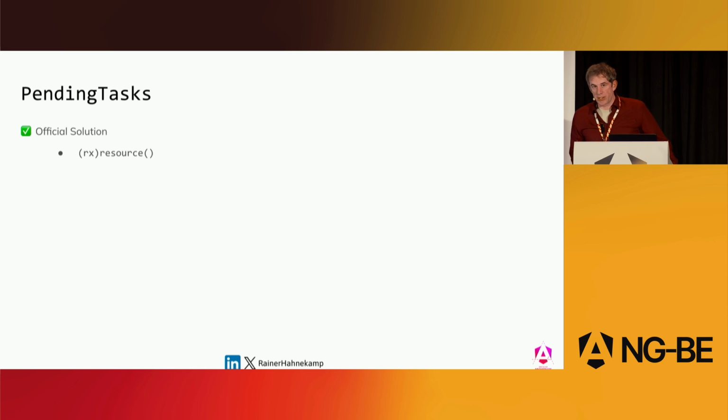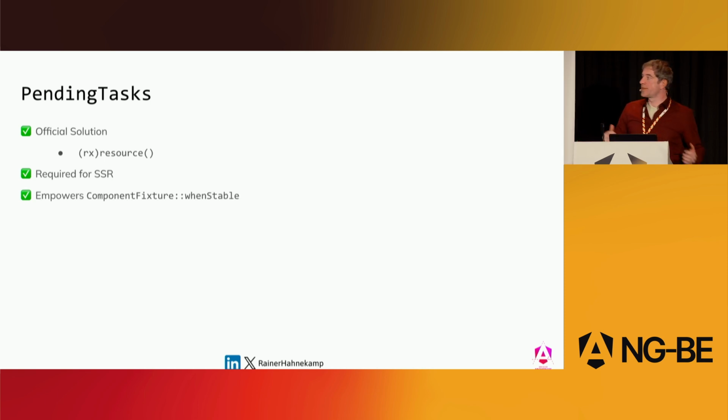Also, Rx Resource is using it under the hood. It's actually also required for server-side rendering. There's the same problem: the server also needs to know when the asynchronous task has actually ended, so that it knows the application is now finished and it can send it to the client. And as we have seen, it really empowers whenStable. So I have one command that I can use to control all the asynchronous tasks. That's really nice.